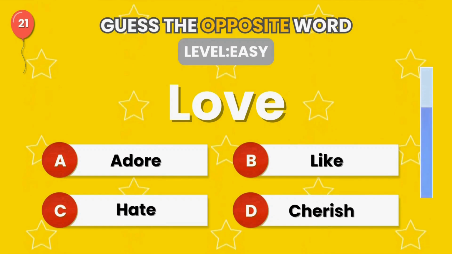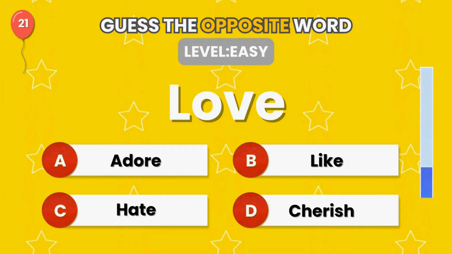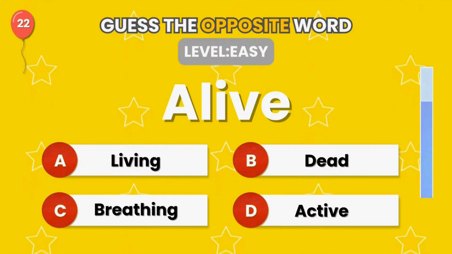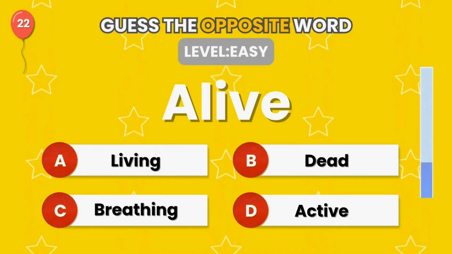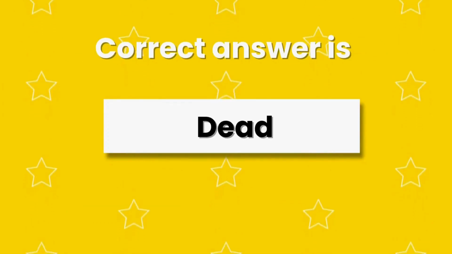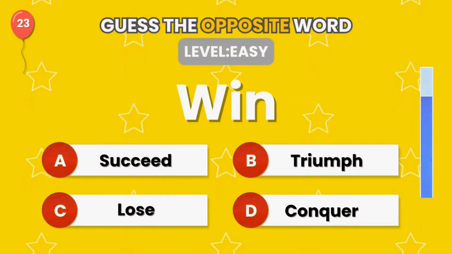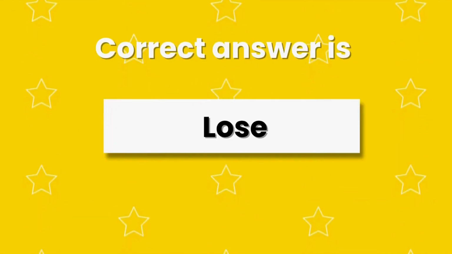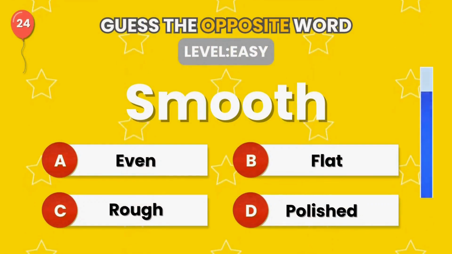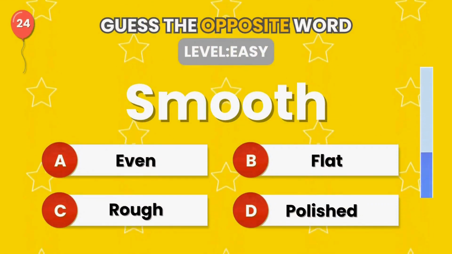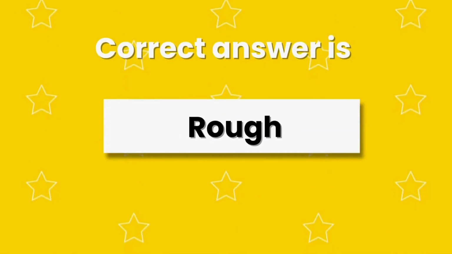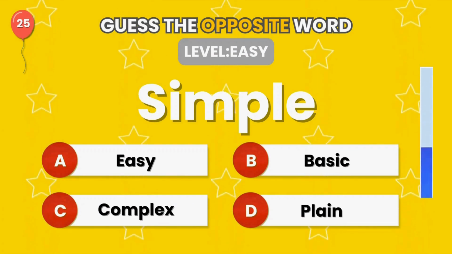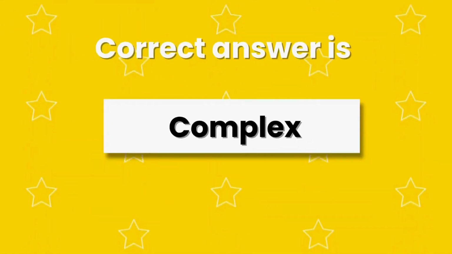Opposite for the word love? Hate. What is opposite of alive? Dead. Opposite of win? Lose. The opposite of smooth? Rough. What is the opposite of simple? Complex.